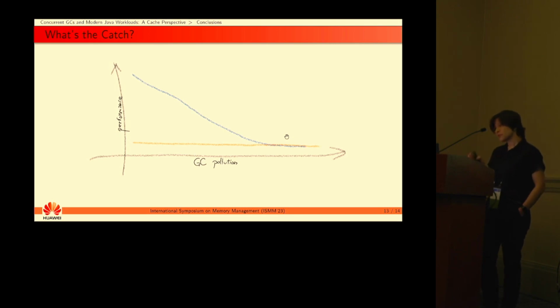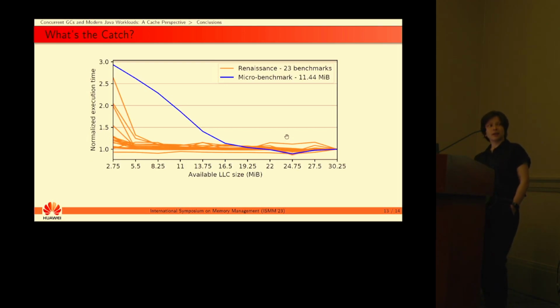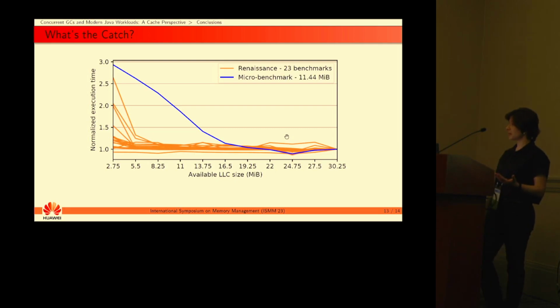Going back to our initial drawing, it's very simple. The real-world equivalent of this drawing is this. Basically, what we did is this experiment where we vary the cache size, and we measure the application performance for various cache sizes. And we see that here, the orange lines are sort of flat.